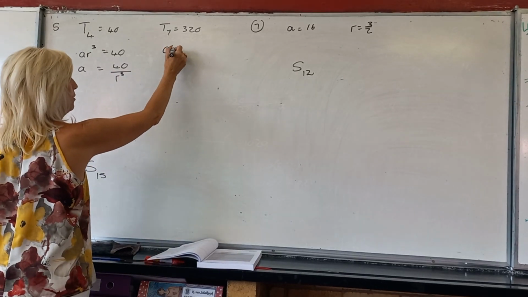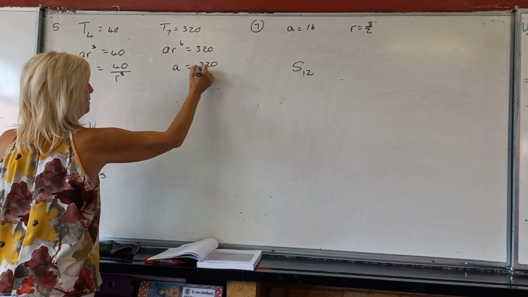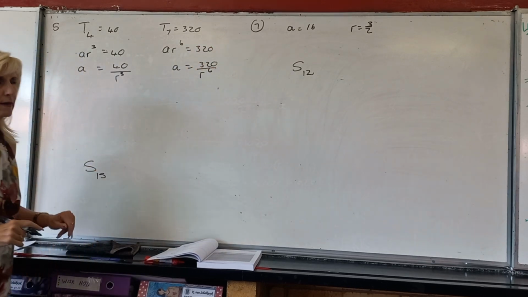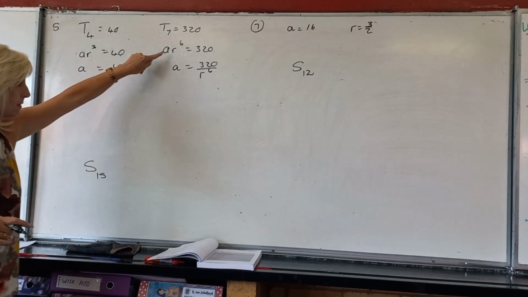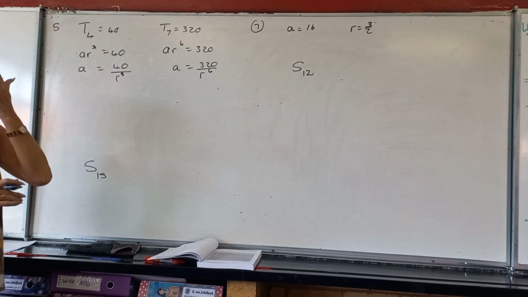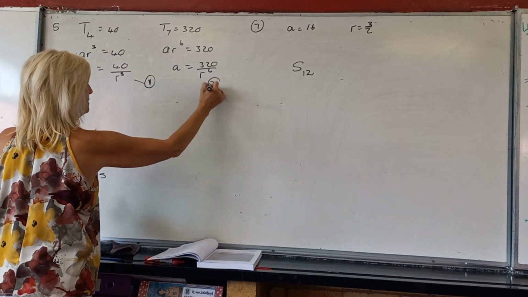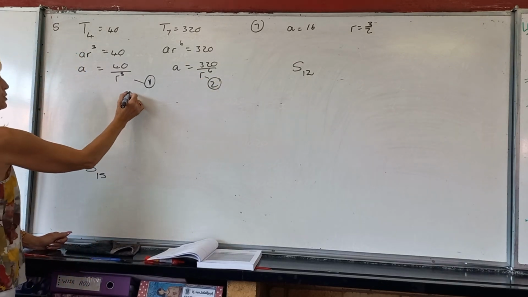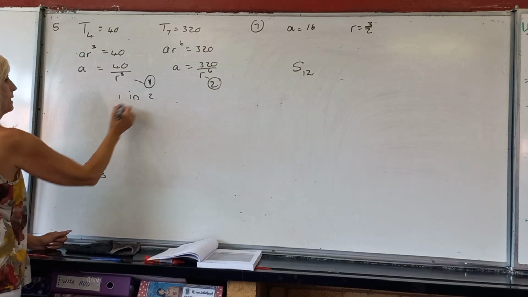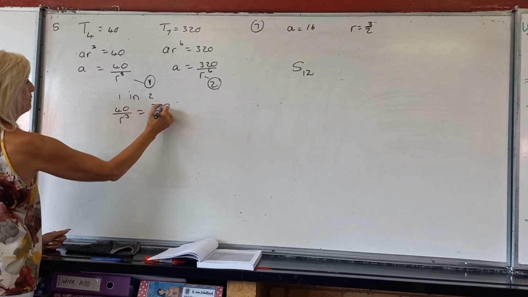And here it's going to be ar to the 6. So a is going to be 320 divided by r to the 6. And again, if I wanted to put this a in there and simplify, it's fine. No problem with that. So now I've got 2 equations. I'm going to put them equal to each other, and we're going to have 40 over r cubed is 320 over r to the 6.